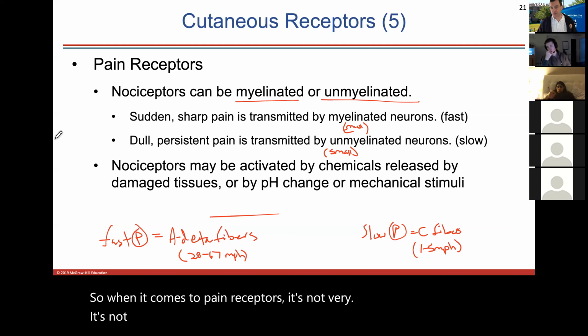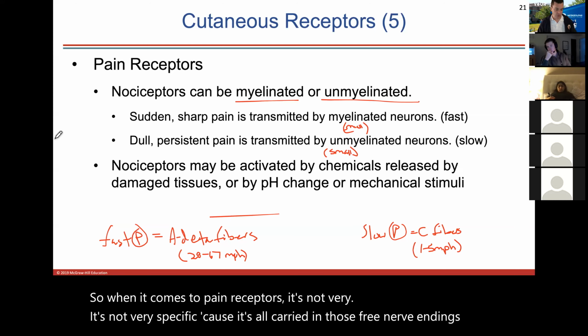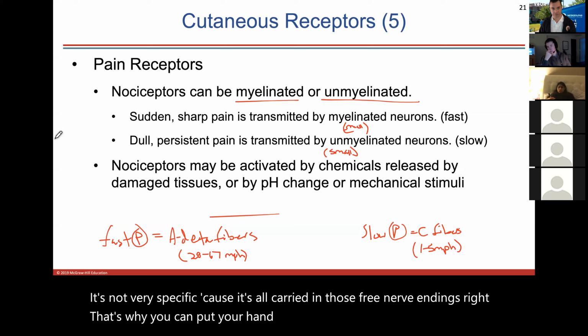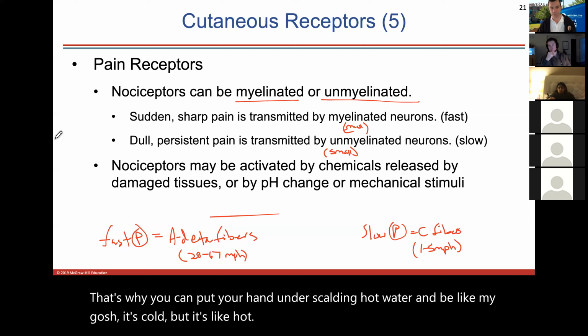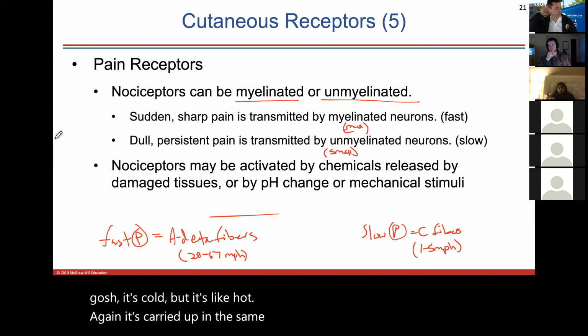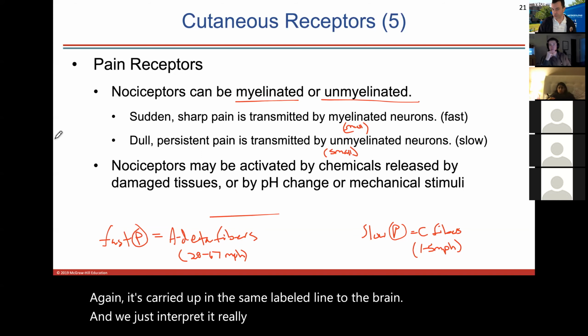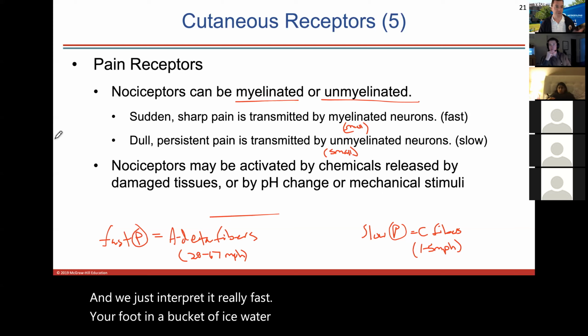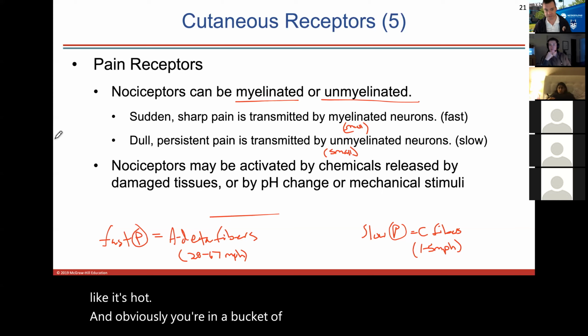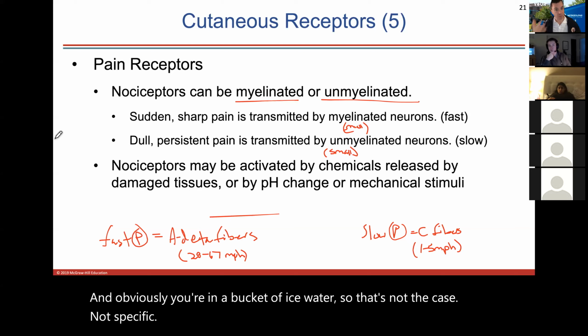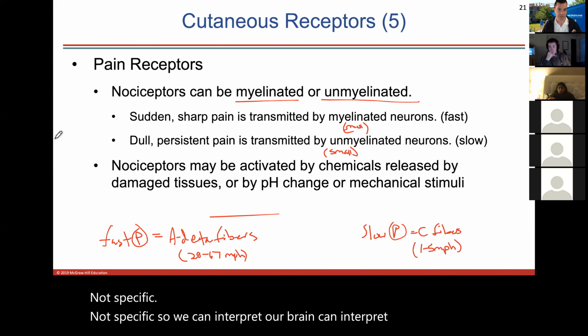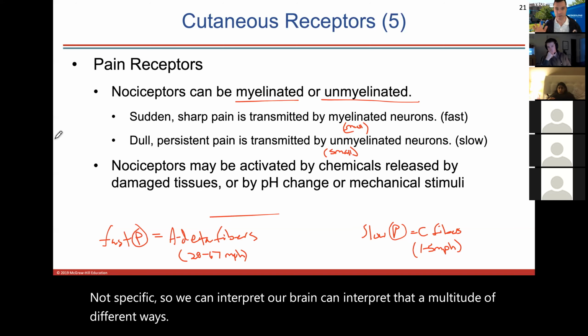So when it comes to pain receptors, it's not very specific because it's all carried in those free nerve endings, right? That's why you can put your hand under scalding hot water and be like, oh my gosh, that's cold, but it's like hot. Again, it's carried up in the same labeled line to the brain. And we just interpret it really fast. Okay? You put your foot in a bucket of ice water and all of a sudden it's like burning, like it's hot. And obviously you're in a bucket of ice water, so that's not the case. Not specific, so our brain can interpret that a multitude of different ways. Extreme cold, extreme hot, painful.